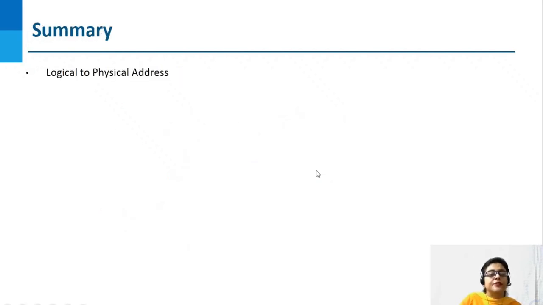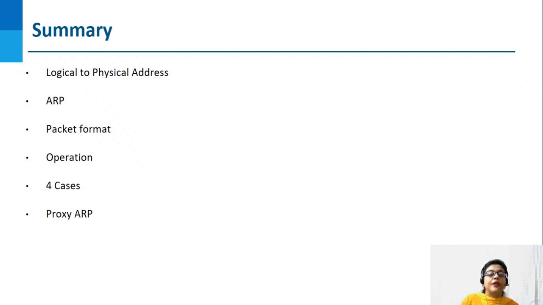To summarize, in this video we have learned about mapping of logical to physical addresses. Then we have learned about the address resolution protocol. We have learned about the packet format of the address resolution protocol, and we touched upon the operation of ARP. There are 4 different cases where an ARP request and reply can be sent. We have also learned about those, and we have touched upon proxy ARP.